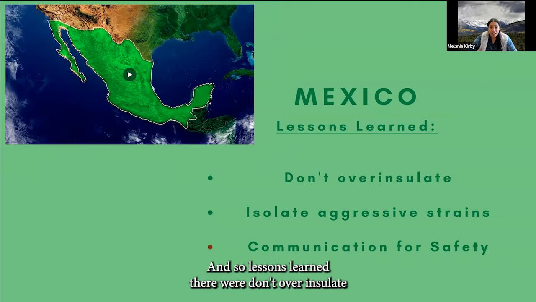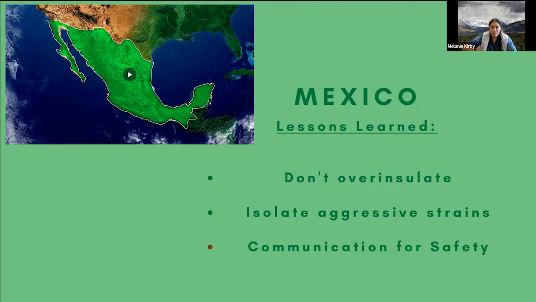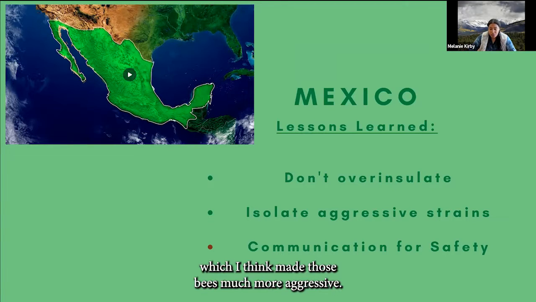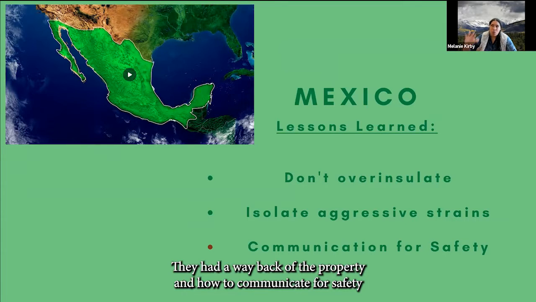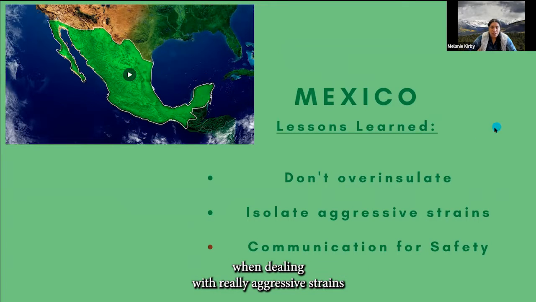And so lessons learned there were don't over insulate, because they use these sort of plastic bags that they had cut up to put on the tops of the hives. And it was causing a lot of increased humidity, which I think made those bees much more aggressive. But they knew to isolate them, right? They had them at the way back of the property, and how to communicate for safety when dealing with really aggressive strains.